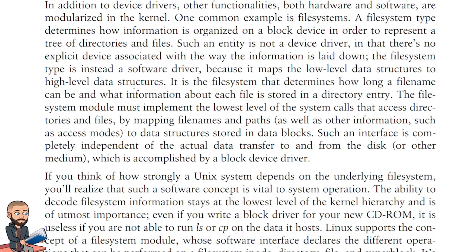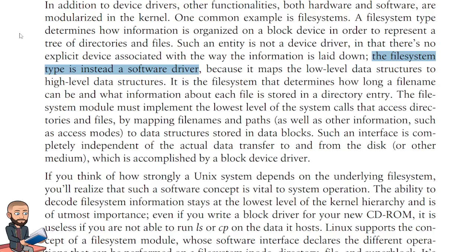A file system type determines how information is organized on a block device in order to represent a tree of directories and files. Such an entity is not a device driver, in that there's no explicit device associated with the way the information is laid down. The file system type is instead a software driver because it maps the low-level data structures to high-level data structures. So the file system type is a software driver.